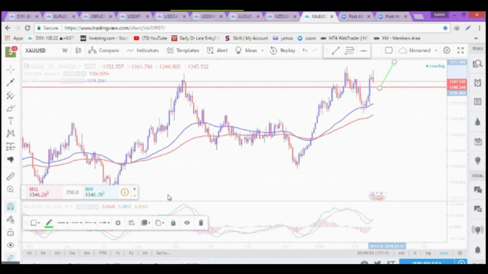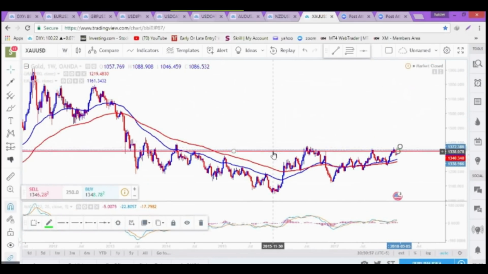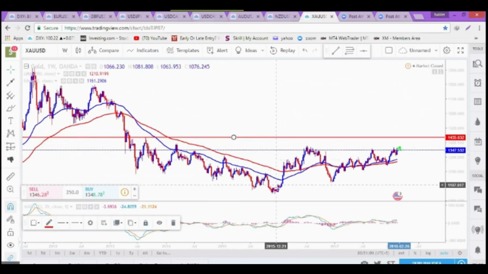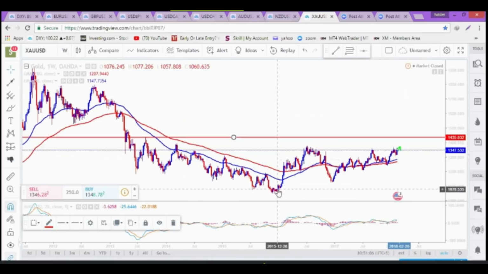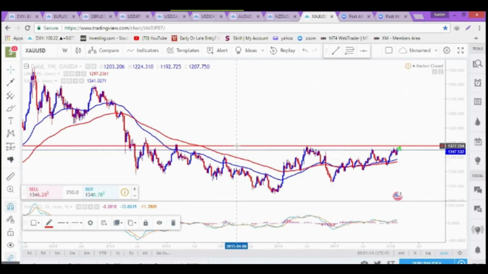If we look at the weekly chart here, for the weekly target I'm right now even looking at 1400 and above, and that's not very far from here now. It's already at 147. At least it will come to the previous 1377. So there are still a lot of pips there.